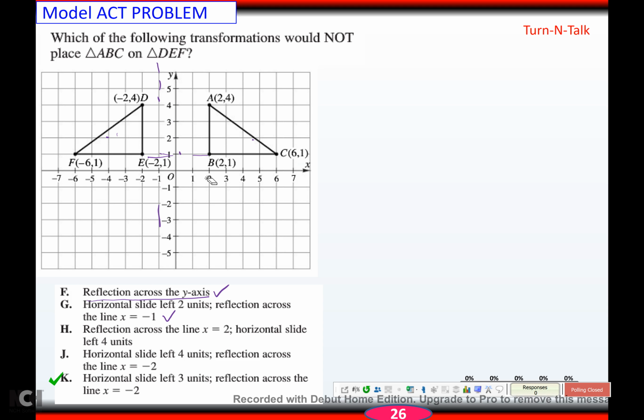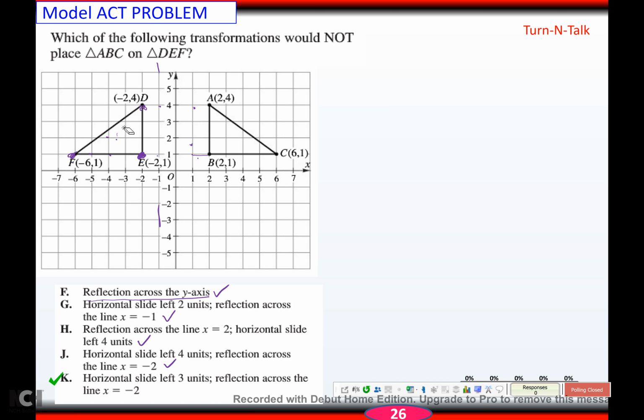Okay, H, if I reflect it across the line x equals 2, there's x equals 2, so reflecting over that would put it there. And then a horizontal slide left 4, 1, 2, 3, 4, move all 3 points over, and I'm right on top. So that's true. J, a horizontal slide left 4 units and a reflection across the line x equals -2. Well, if I go left 4, 1, 2, 3, 4, that puts me here. And then if I reflect across the line x equals -2, flip it right over there, that's true.